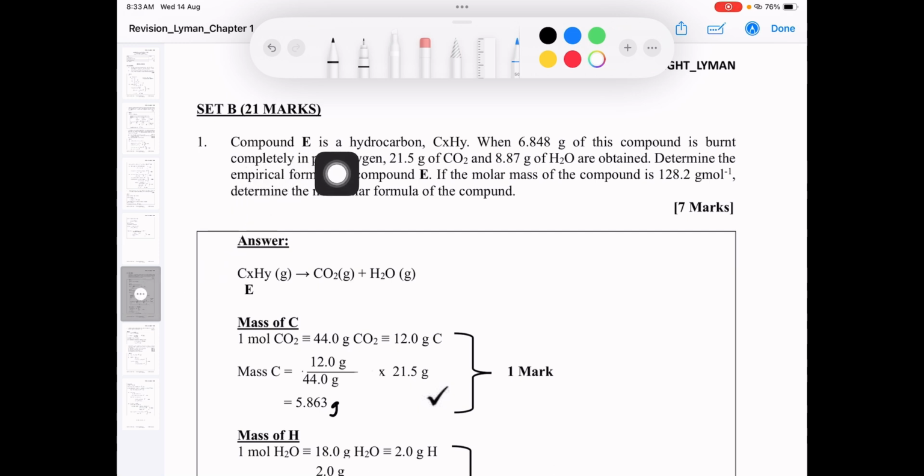Given compound E is the hydrocarbon with formula CxHy and the mass of the hydrocarbon is 6.848 gram, and burned incompletely in pure oxygen to produce 21.5 gram of carbon dioxide and 8.87 gram of H2O. Determine the empirical formula of compound E given the molar mass is 128.2 gram per mole, and determine the molecular formula of the compound. Okay, so this is the equation for the reaction of hydrocarbon E with oxygen to produce carbon dioxide and H2O.